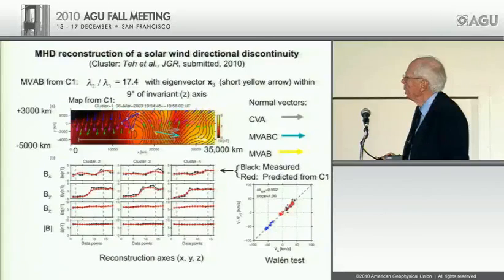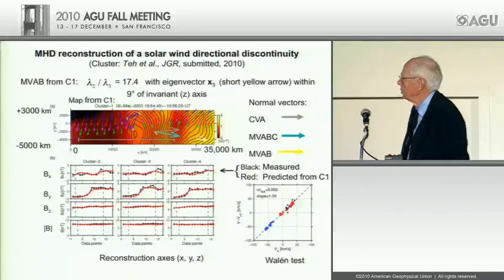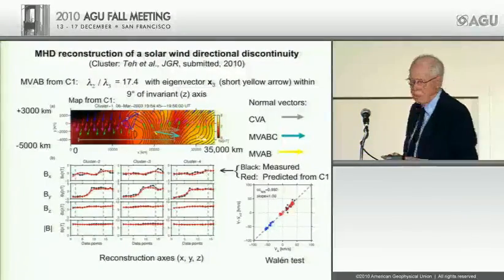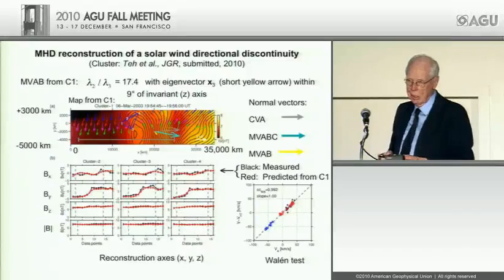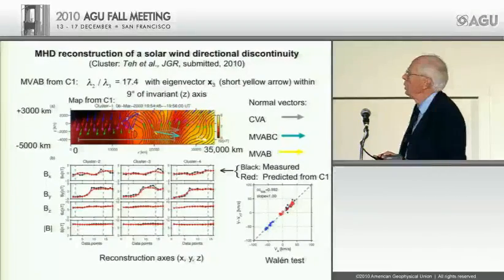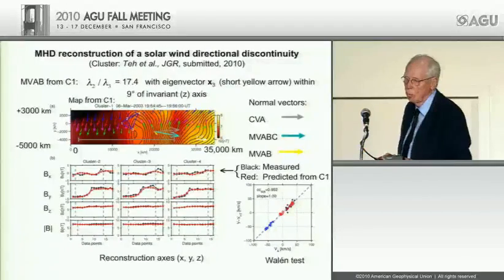So that is the explanation. The minimum variance method is certainly going to say that this is the minimum variance direction. So what is this? Is it a tangential discontinuity? Is it a rotational discontinuity? We don't get enough of a field of view to really tell for sure, but there are some clues.